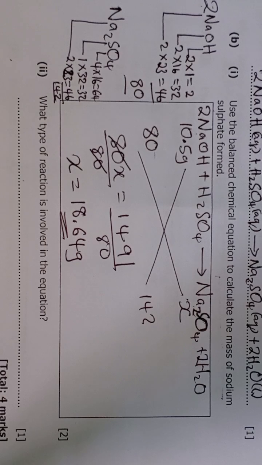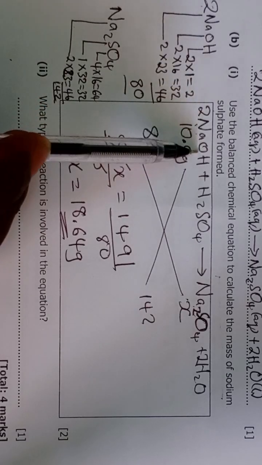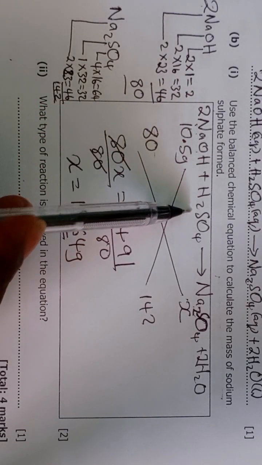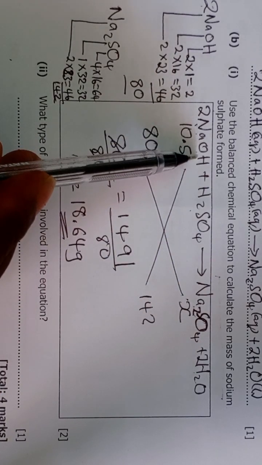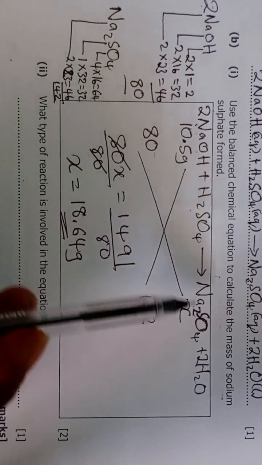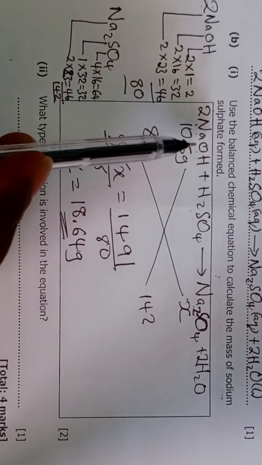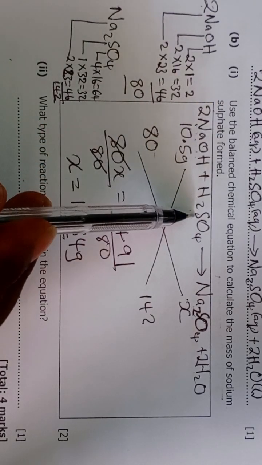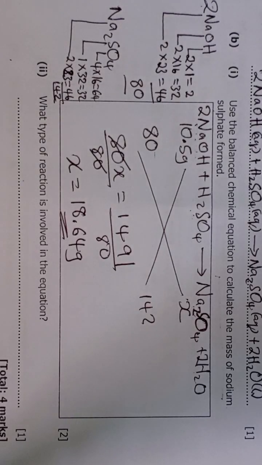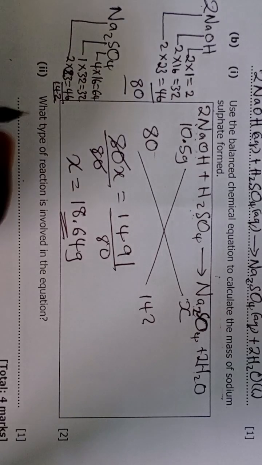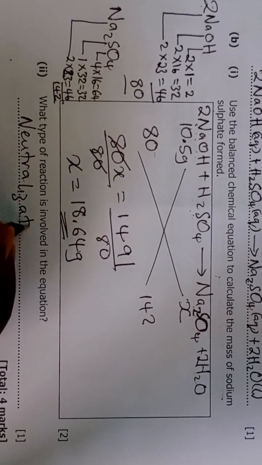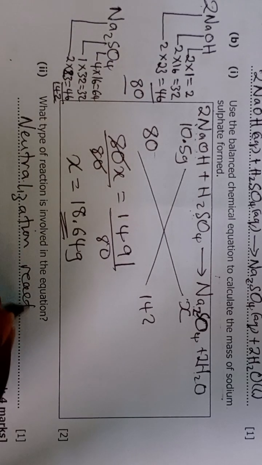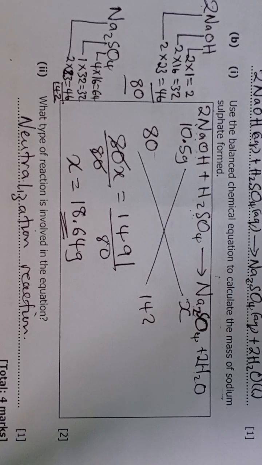What type of reaction is involved in the equation? In this equation, we have sodium hydroxide plus sulfuric acid. We are going to have sodium sulfate and water. So this is a base and this is an acid, and what we are going to have is a salt and water. The reaction between a base and an acid is called a neutralization reaction.